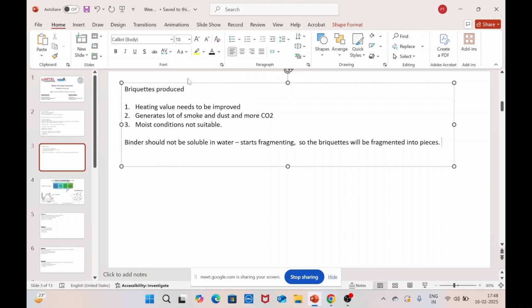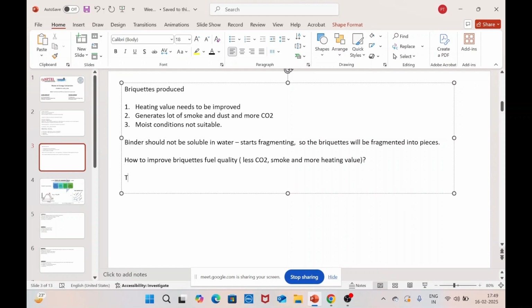So again, moving on. As we have discussed, if moist conditions are present, the briquette is not suitable. It generates a lot of smoke, CO2 content is more, and the heating value needs to be improved. So how can you do this? How can you reduce the smoke and at the same time increase the heating value? By the carbonization process. If I ask how to improve briquette fuel quality, or let's say less CO2 smoke and more heating value, then the answer is, as somebody rightly said, carbonization.